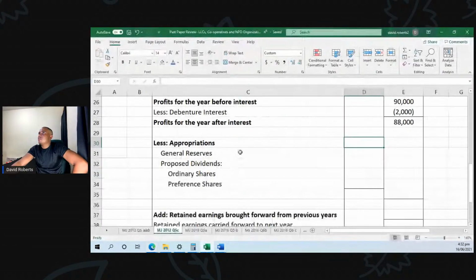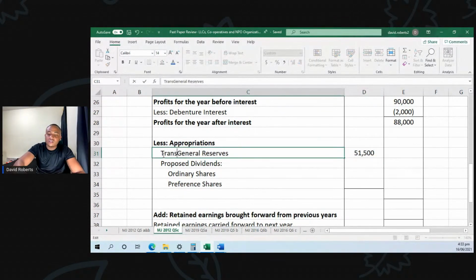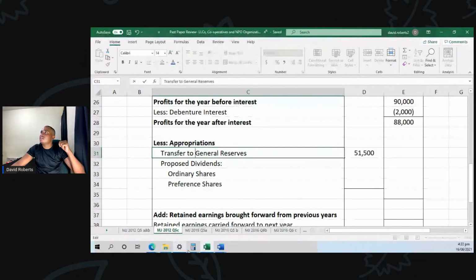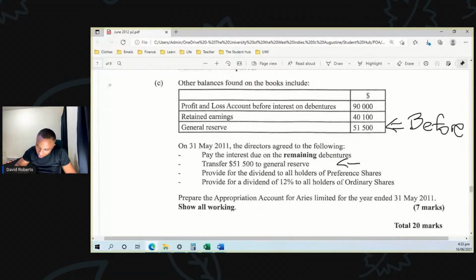And honestly, I still don't understand the question. But so we transferred 51,000 to our general reserve. If you want to put transfer to general reserve, remember that it is the amount transferred that year and not general reserves from before. Because let's say from the note here, this is from before this year. This is from before. And this here is transferred. Once we understand the difference.